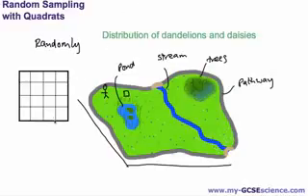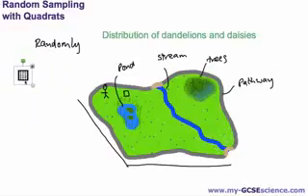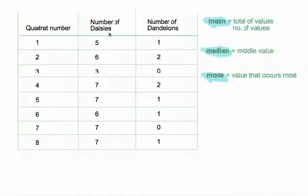So what you would then do is get your quadrat, place it at your random points, and take a series of readings. You can then measure the number of dandelions and daisies for each particular quadrat, and you might get a table of results that looks something like this. Here we have the quadrat number. In this case it's been thrown 8 times, or it's been placed 8 times. We've got the number of daisies for each quadrat, and the number of dandelions as well.